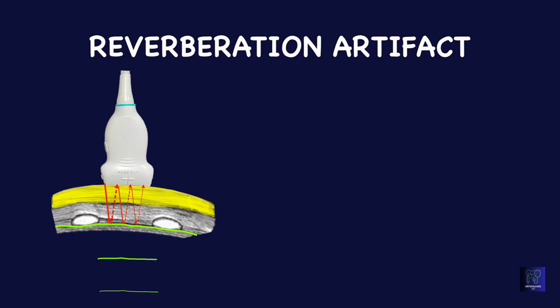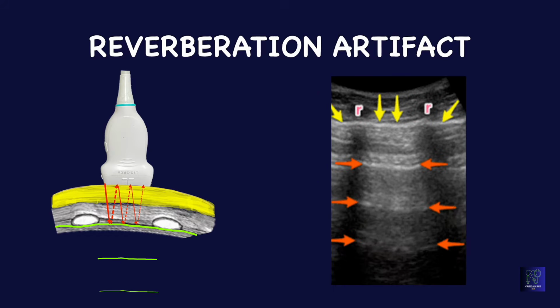Similarly, there's going to be a third reflection and another line is drawn equidistant but less intense compared to the second line. So this is how it appears on the screen. The yellow arrows are showing the pleura and the red arrows are showing the artifacts of pleura which are generated by the ultrasound waves traveling back and forth between the tip of the probe and the pleura.